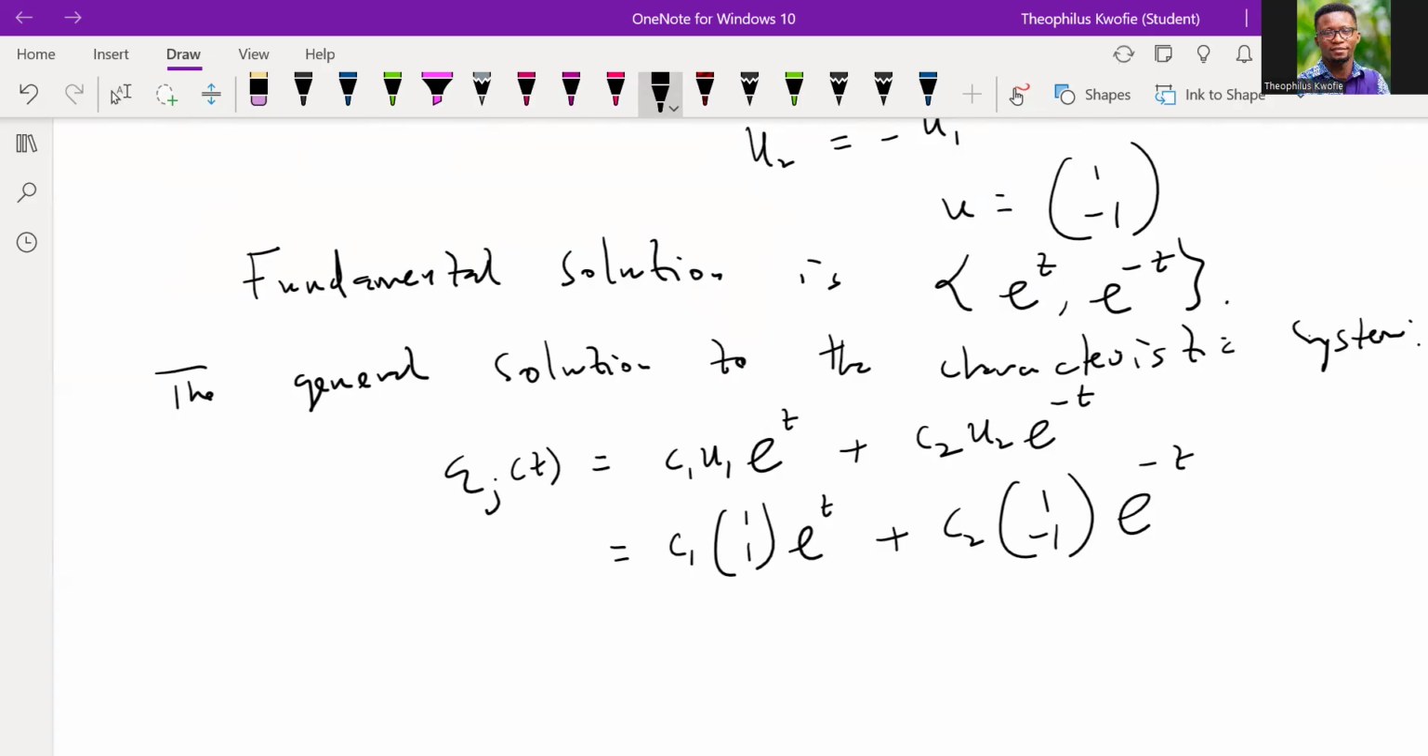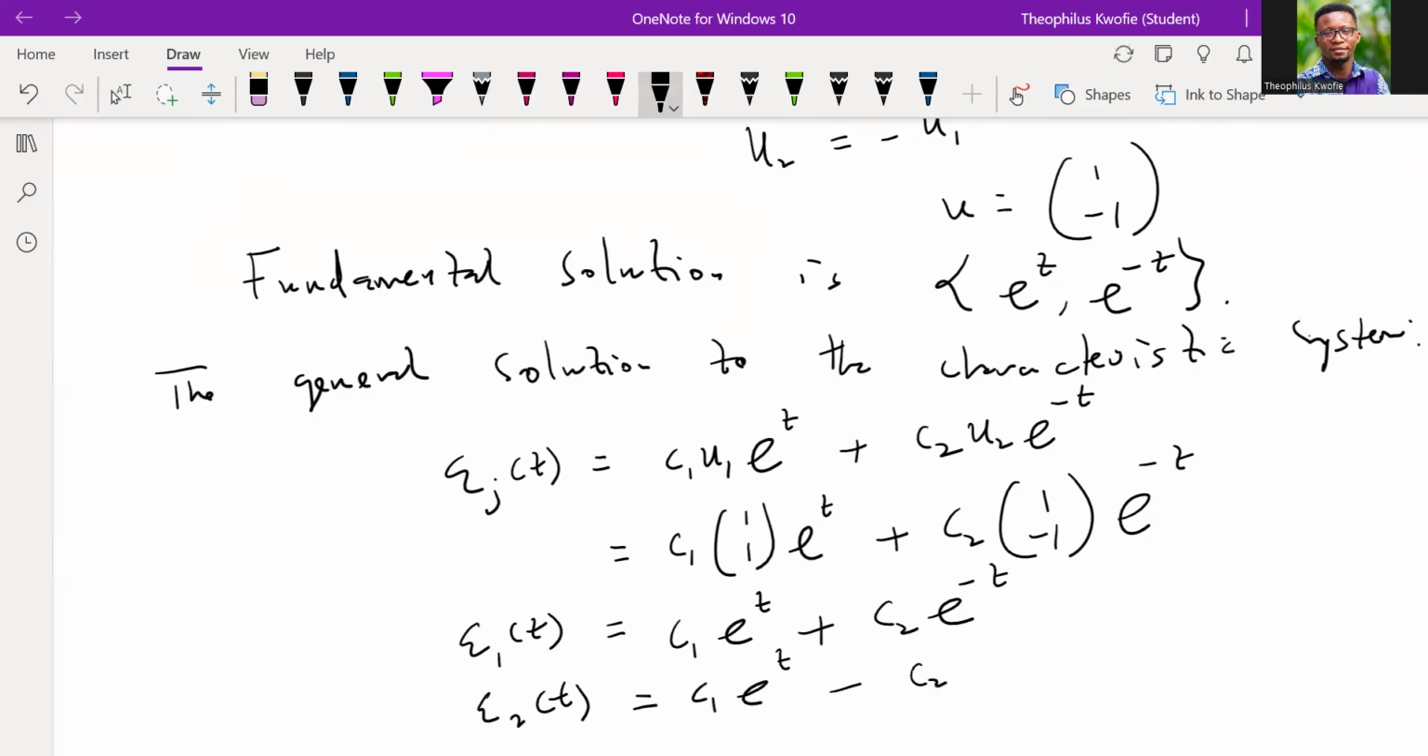So remember, you have two j's, j1 and j2, right? You have j equal to 1 and 2. So we will say that the first general solution for xi1 will be equal to c1 multiplying e to the power t plus c2 multiplying e to the power t. And then xi2 will be equal to c1 multiplying e to the power t minus c2 multiplying that. So we have something like that.